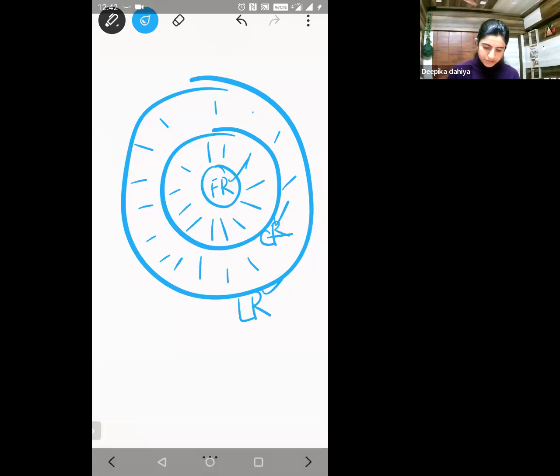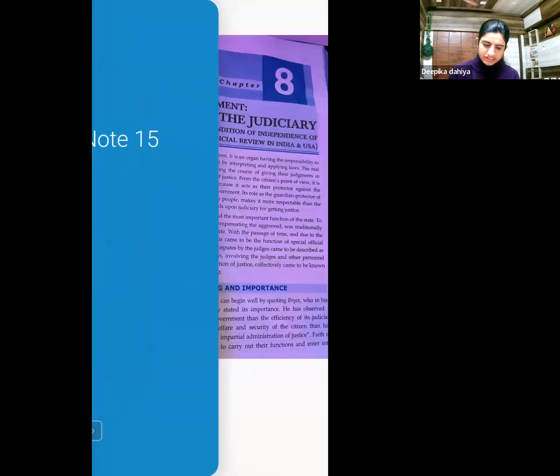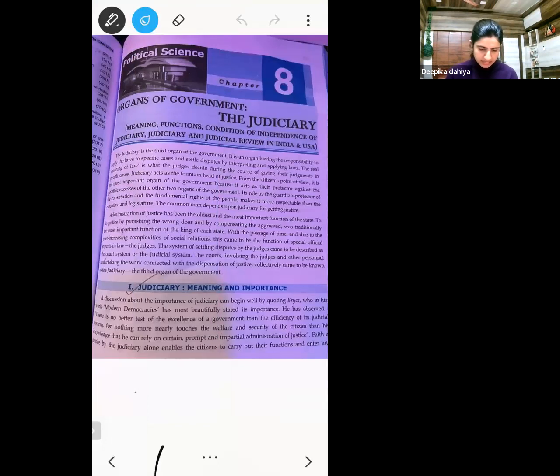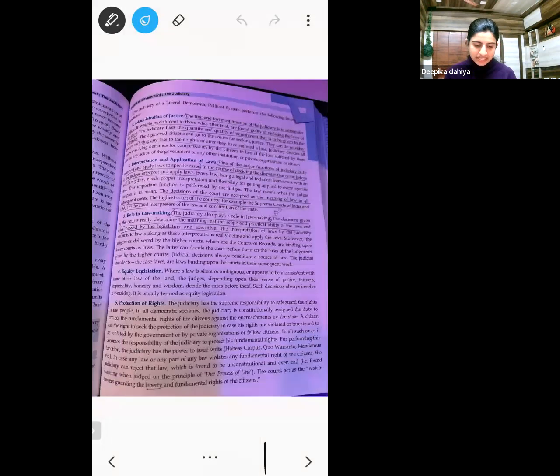Okay, now let's come to your book and let's see topic by topic. This was the overall crux of this chapter. Now first of all, we'll get into functions of judiciary. Importance and role of judiciary in every society can be judged by discussing the following functions. Let's look into the functions. The first function is administration of justice. The judiciary administers the justice.